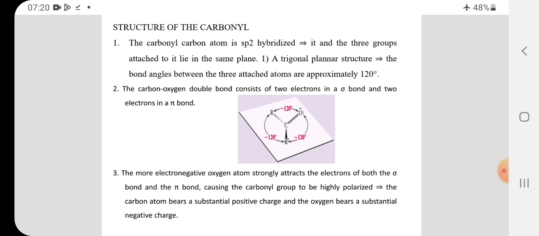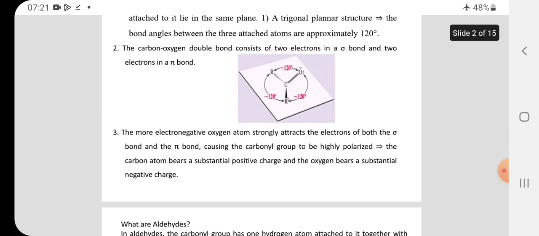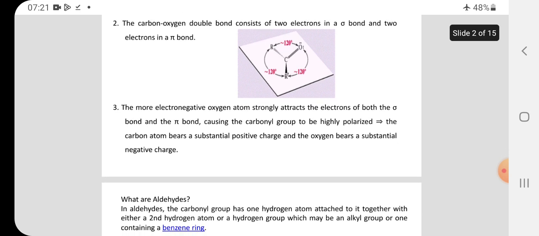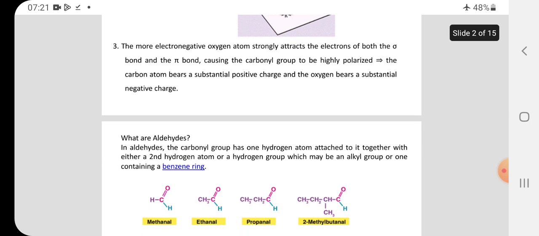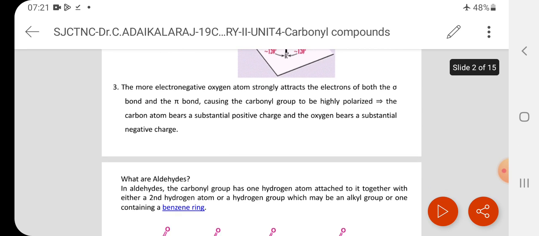The carbonyl carbon atom is sp2 hybridized, and the three groups attached to it lie in the same plane. It has a trigonal planar structure, and the bond angles between the three attached atoms are approximately 120 degrees. The carbon-oxygen double bond consists of two electrons in a sigma bond and two electrons in a pi bond. See the structure. This is a planar structure. Each atom has a bond angle of 120 degrees.